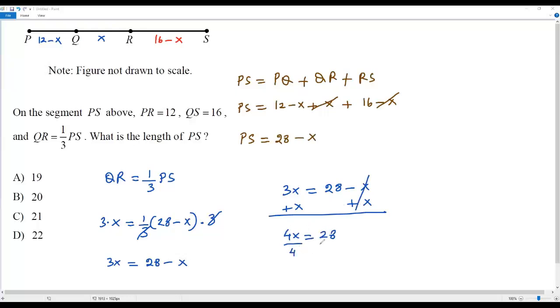I divide both sides by 4 to solve for X. This 4 will cancel out. I get X equals, 4 goes into 4 1 times, 4 goes into 28 7 times. I get X equals 7. Now I can plug in X equals 7 over here to get the length of PS. So that is 28 minus, for X we can plug in 7. So 28 minus 7 equals 21. So the length of PS is 21 units. The correct answer choice for this question is option C.